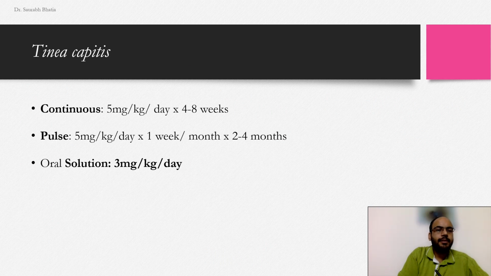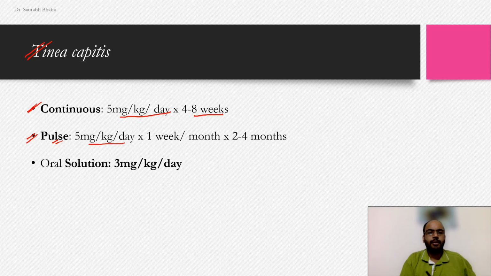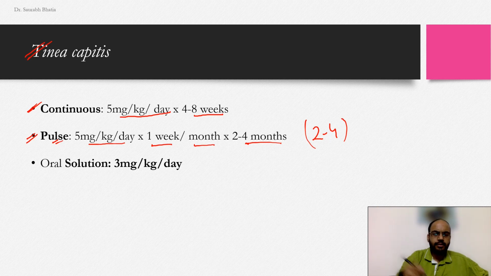For Tinea Capitis, you have two mechanisms. Either you give continuous or pulse. For continuous, you give 5 mg per kg per day for 4 to 8 weeks, depending on how the child responds. For pulse regimen, you give 5 mg per kg per day, which is the oral tablets or oral capsules that we are talking about. You give it for 1 week every month for 2 to 4 months. So technically, it is asking you to continue the cycle of onychomycosis, but give it for 2 to 4 months in case of Tinea Capitis, depending on the clinical response of the patient.